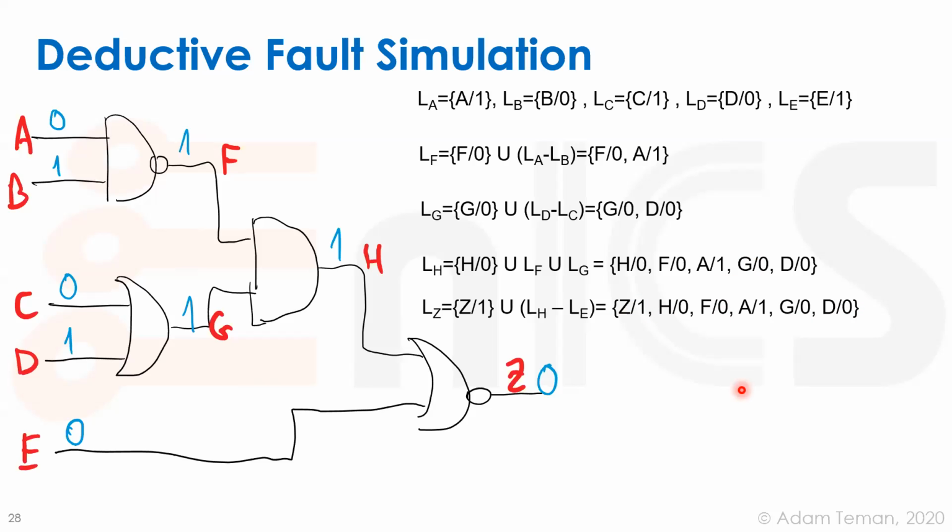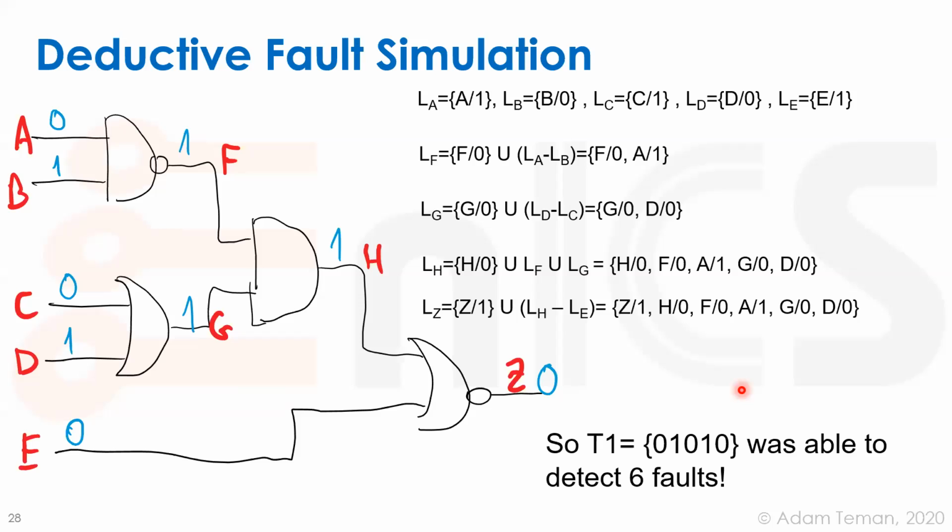So the bottom line is that the vector 0, 1, 0, 1, 0 was able to detect a total of 6 faults that are written over here. And then in the end, what we would do is we're going to use this vector in our test. Out of all our millions of faults that we can have, let's remove these guys, and our coverage is n minus 6 divided by n right now. Now we'll add a different vector, and we'll remove the faults that it detects, and a different vector and remove the faults that it detects.